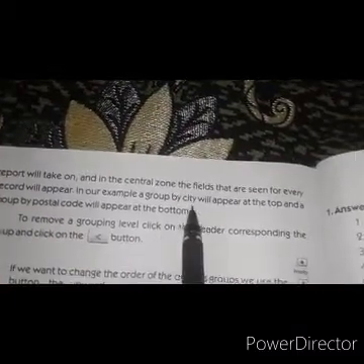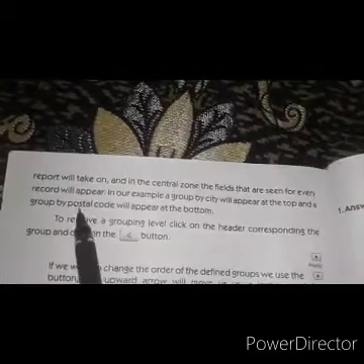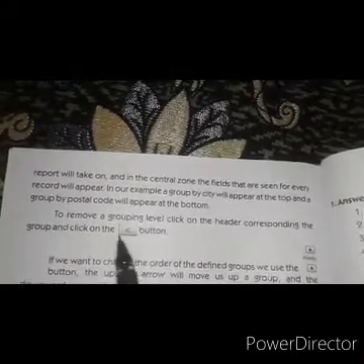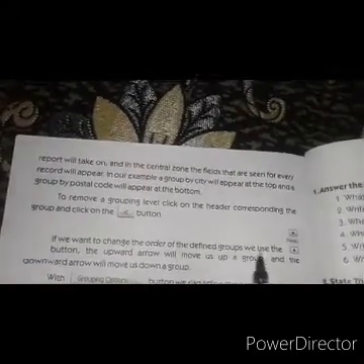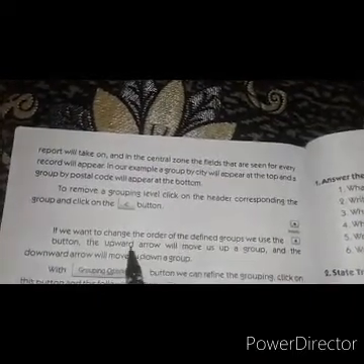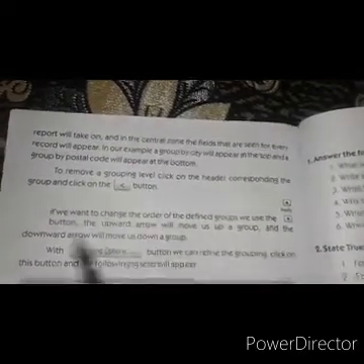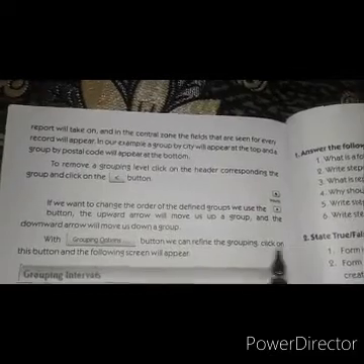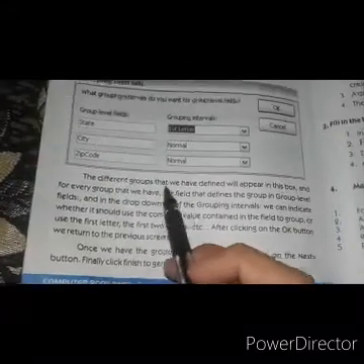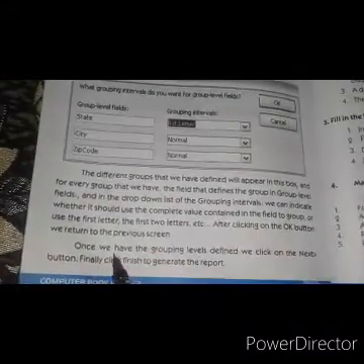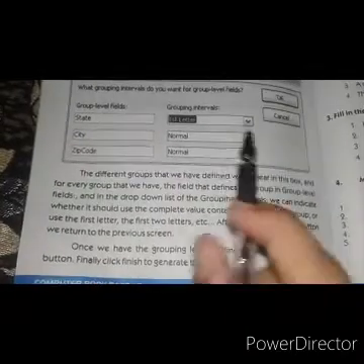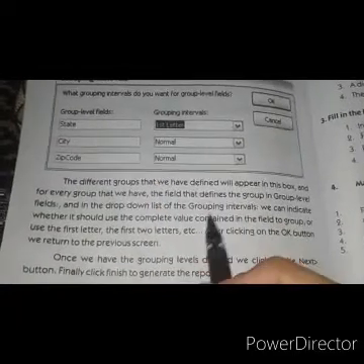In our example, a group by city will appear at the top and a group by postal code will appear at the bottom. To move a grouping level, click on the header corresponding to the group and click on this button. If we want to change the order of the defined groups, we use this button. The upward arrow will move us up a group and the downward arrow will move us down a group. With the group options button we can refine the grouping. Click on this button and the following screen will appear, and the different groups that we have defined will appear in this box. When we have the grouping levels defined, we click on the next button and finally click finish to create the report. So these are the steps to create a report using a wizard.